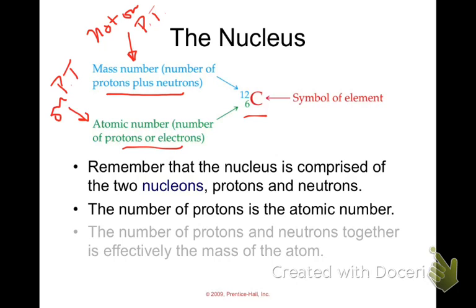So, the protons and neutrons are located in the nucleus. They are called nucleons. Again, the number of protons is the atomic number, and the mass of the protons and neutrons is effectively the mass of the atom, because electrons are 1/2000th the mass of a proton or neutron.